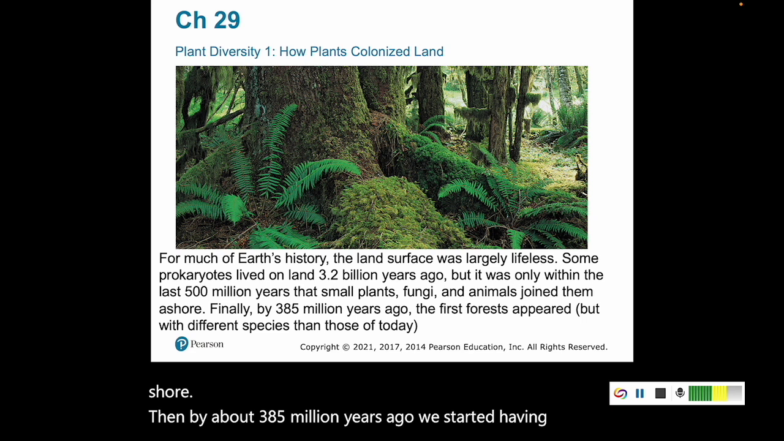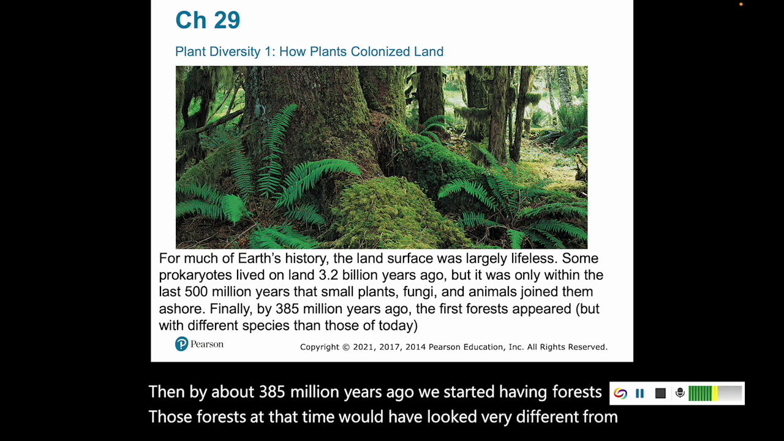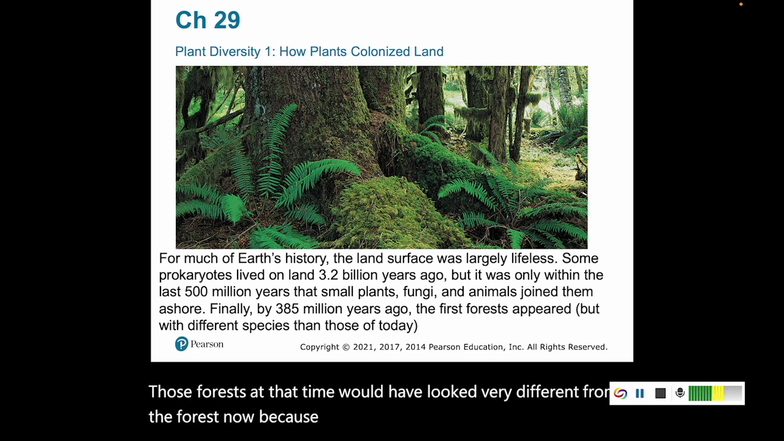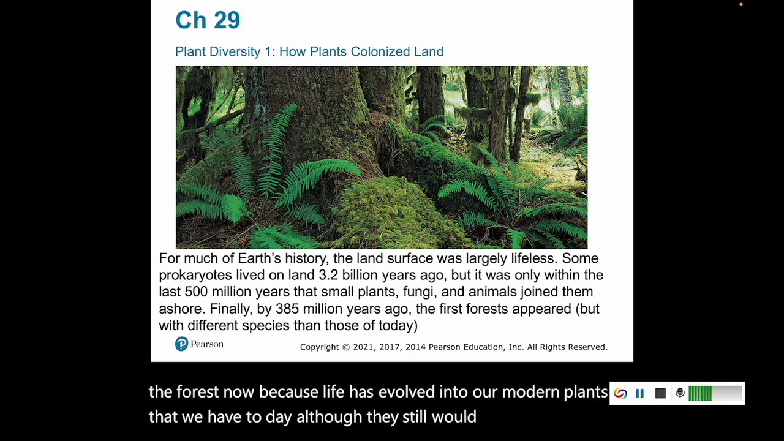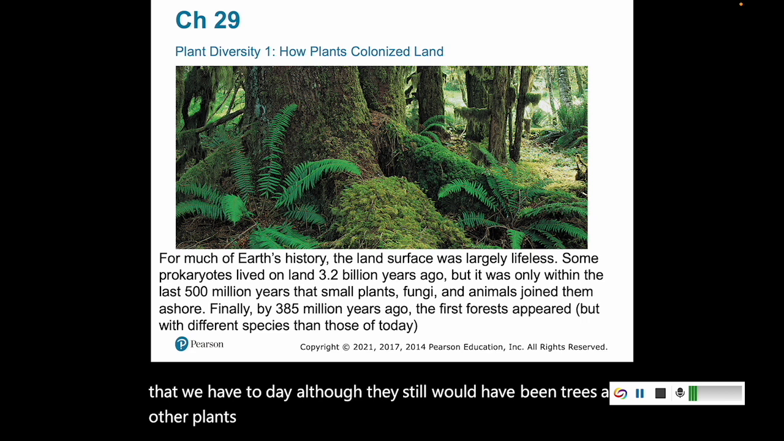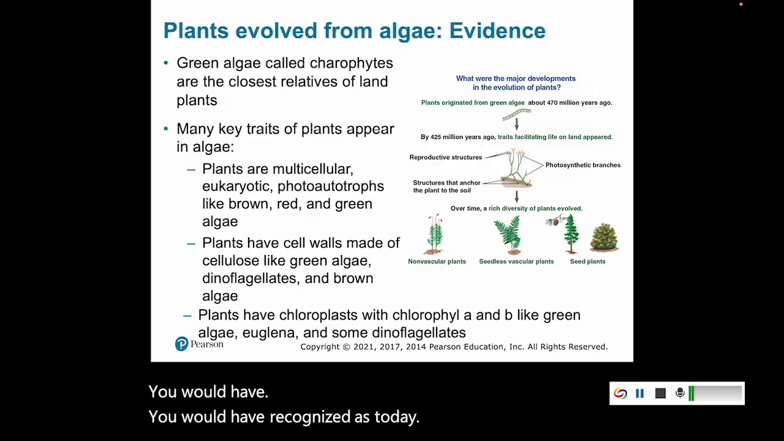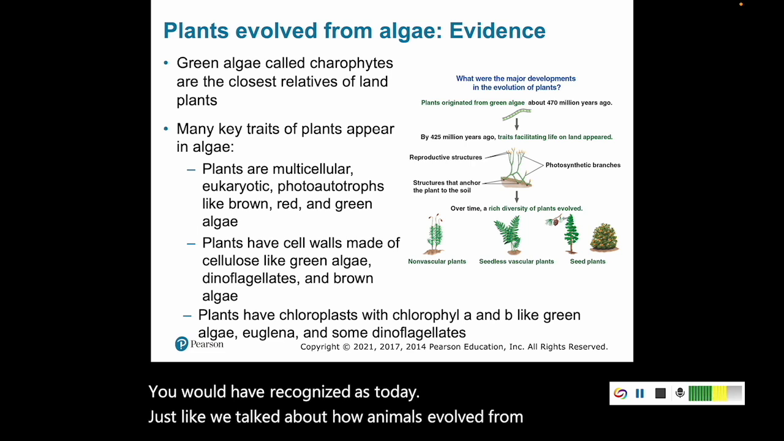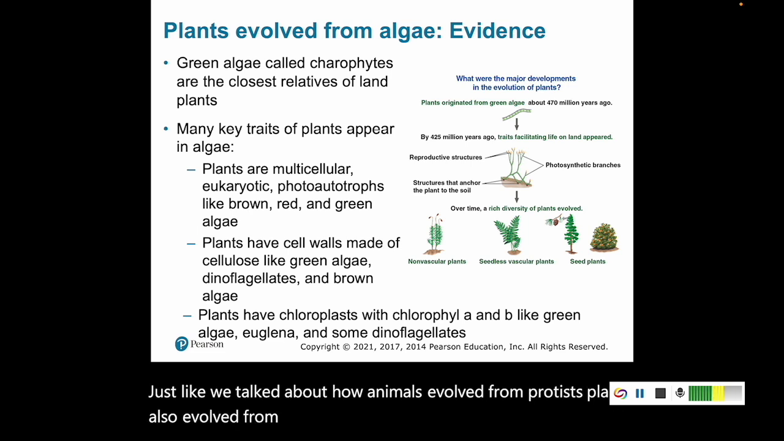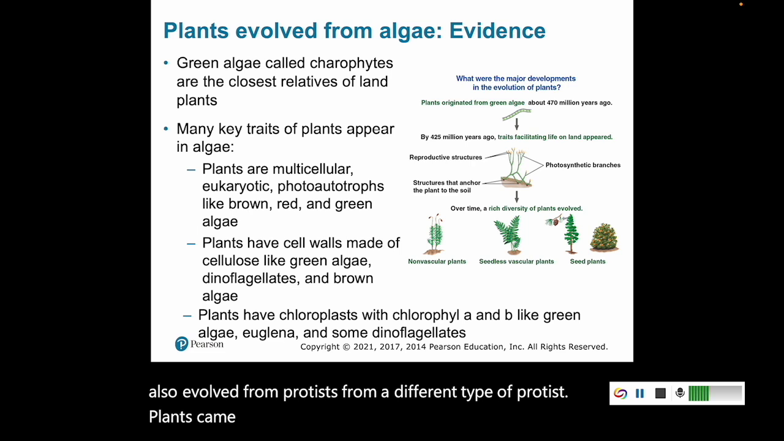Those forests at that time would have looked very different from the forests now because life has evolved into our modern plants that we have today, although they still would have been trees and other plants very similar to what you would have recognized as today. Just like we talked about how animals evolved from protists, plants also evolved from protists, but from a different type of protist. Plants evolved from algae, specifically from green algae called charophytes.